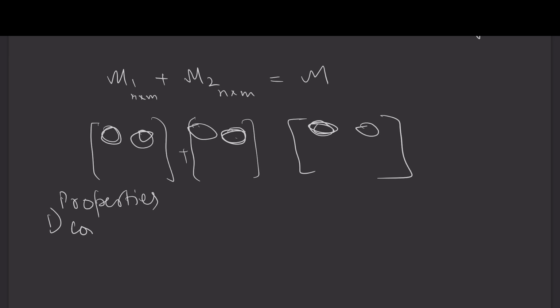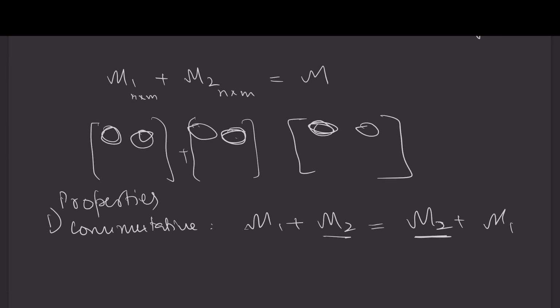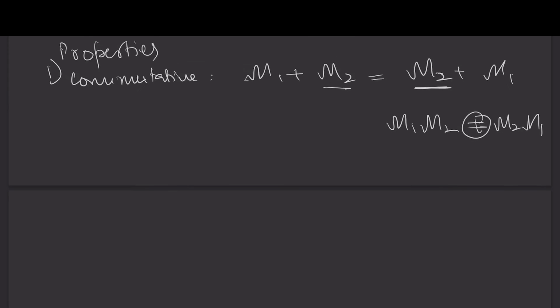The first property is the commutative property. It says if we have a matrix M1 and we add it with matrix M2, we can also just swap it. We can add M2 with M1. It's one and the same thing. But on multiplication, this rule doesn't apply. We cannot say M1 times M2 is the same as M2 times M1. It's not the same. Keep that in mind.